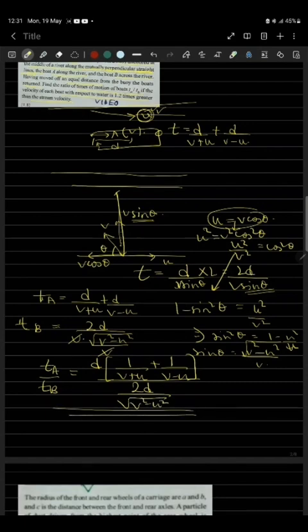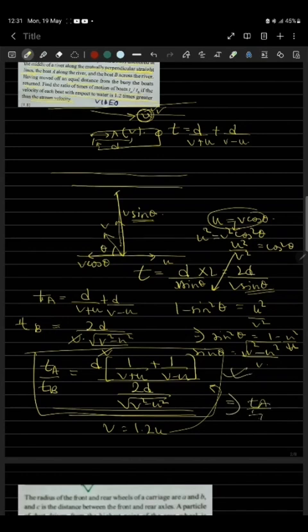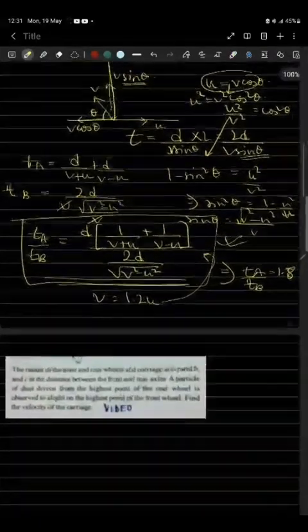Now it is given in the question that the velocity of each boat with respect to water is 1.2 times greater than the stream velocity. So v is equal to 1.2 u. We will substitute this in the ratio. This will give the answer Ta by Tb is equal to 1.8. This is a very big calculation, so I am leaving it for the student to do.